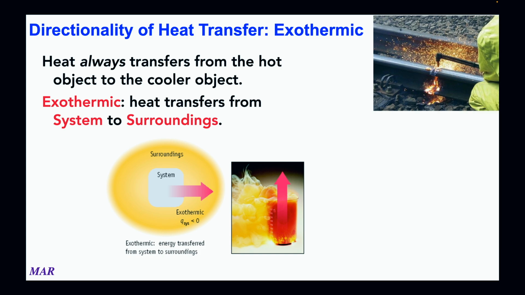In thermodynamics, they often talk about if heat energy is given from the system to the surroundings, or if surroundings have to give energy to the system to make a reaction occur. So two terms we're going to use a lot are called exothermic and endothermic. And in this slide, we're looking at exothermic. So in an exothermic reaction, heat is given by the system to the surroundings.